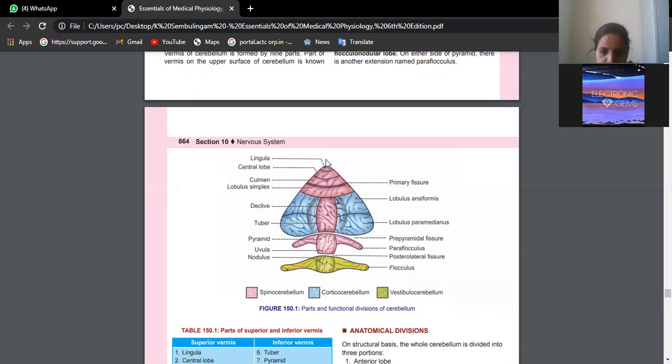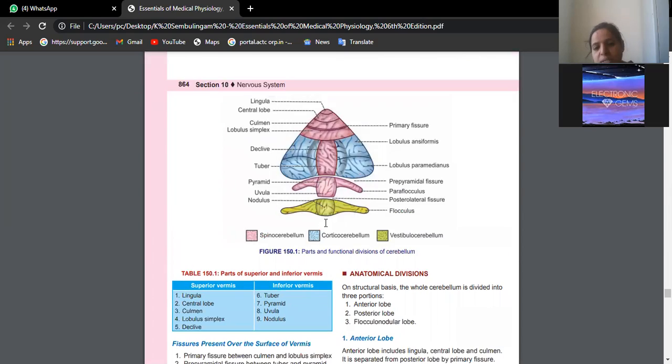If you remember, I told you this whole thing is vermis in the middle. In the middle of the vermis, we have a code to remember, LCCDFTPUL. Isn't it? Lingula, central lobule, culmen, declive, tuber. Okay, just revise that class once. Along with that, we have certain lobes, no? Simple lobule, superior semilunar lobule, inferior semilunar lobule, biventral lobule, flocculonodular lobe. Like that, we have certain anatomical subdivisions.